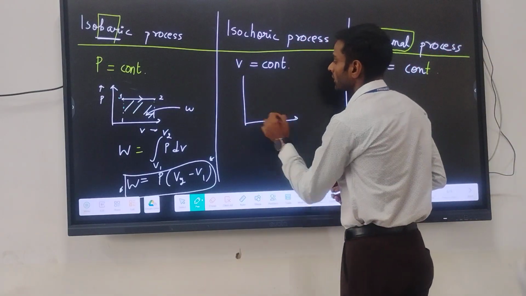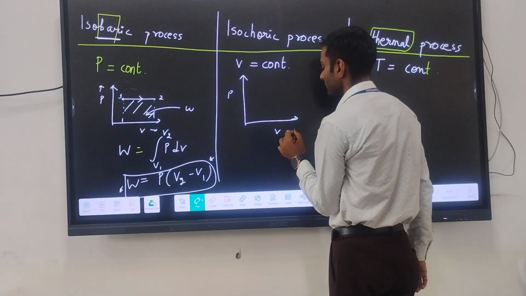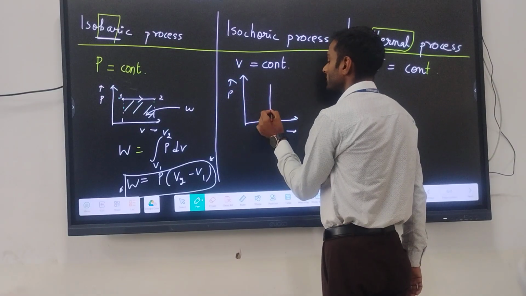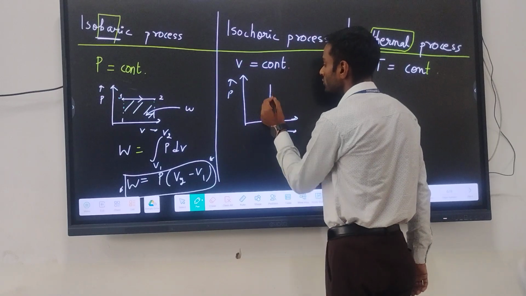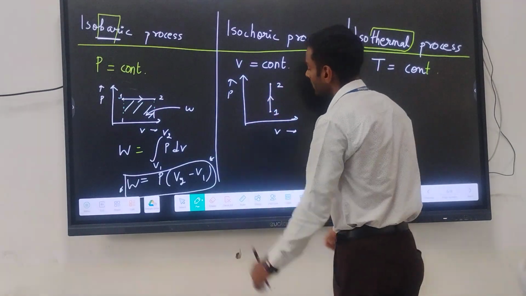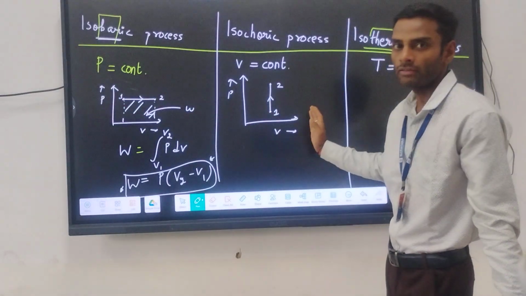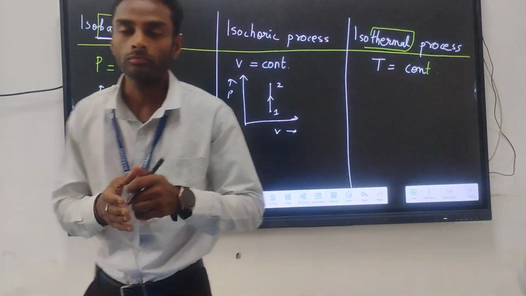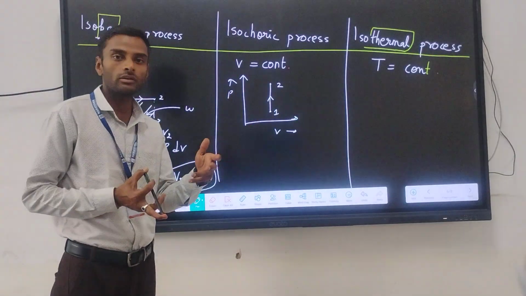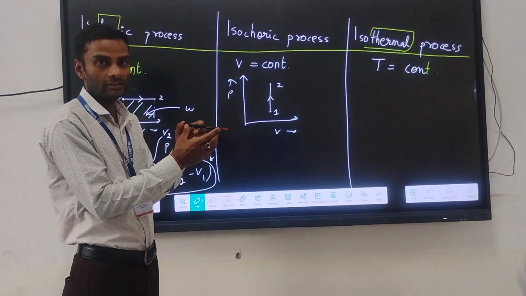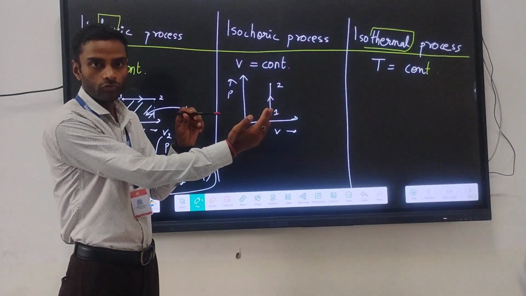In case of an isochoric process, the graph would be something like this: constant volume, going from 1 to 2, for example. So you are not moving anything. You are not increasing your volume, which means you are not doing any work. Your piston is still. Your piston does not move.